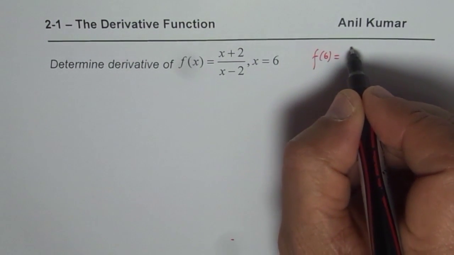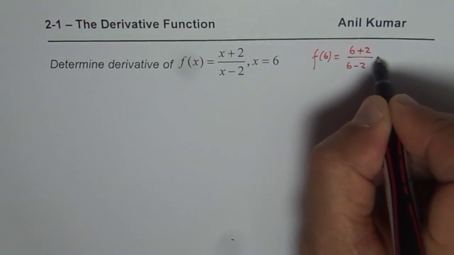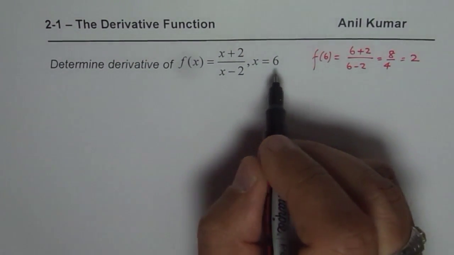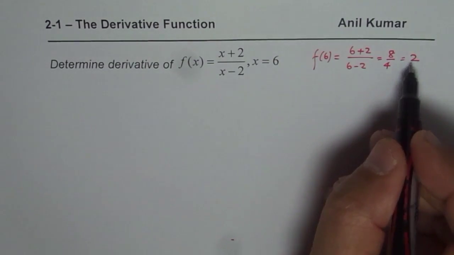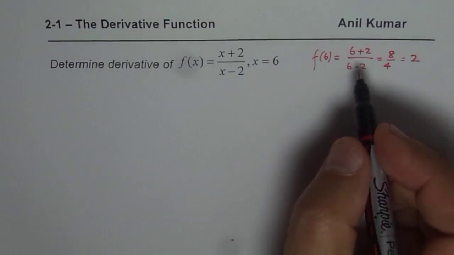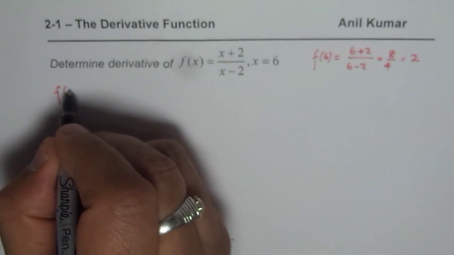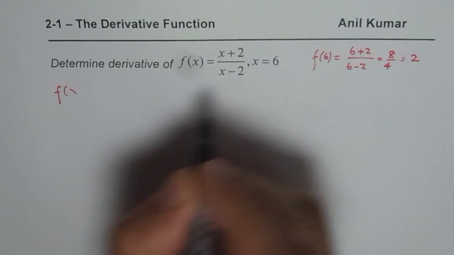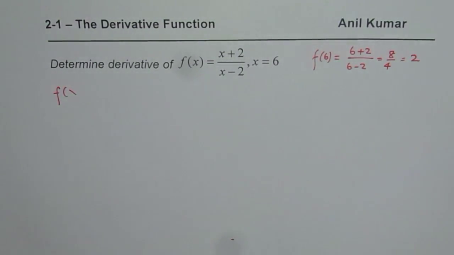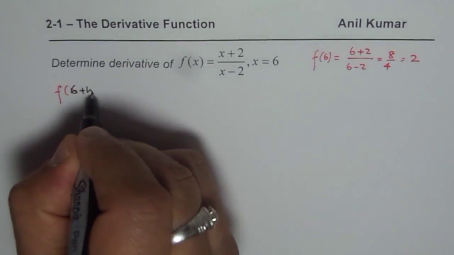Let's substitute 6 here. So I get 6 plus 2 over 6 minus 2, that is to say 8 over 4, or 2. So at 6 the y value is 2, right? So f of 6 is 2. That is the first thing we found. Let us also find what is f of 6 plus h, because we'll be interested in the point very close to 6.